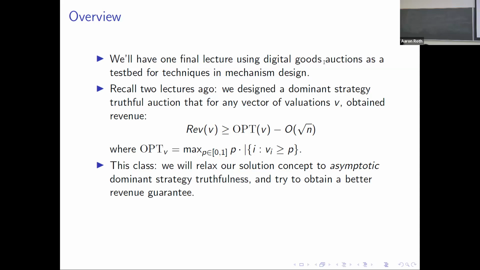Okay, if we can drive the degree to which you can benefit through misreporting to 0 as the number of players grows large, we're going to call this asymptotic dominant strategy truthfulness. And if it's even a little bit easier, in terms of cognitive load, to tell the truth compared to trying to do something strategic, you might think that asymptotic dominant strategy truthfulness is almost as good as exact dominant strategy truthfulness. And what we'll try to see is whether we can get much better revenue guarantees under this small relaxation. Okay, that's the general plan for today.